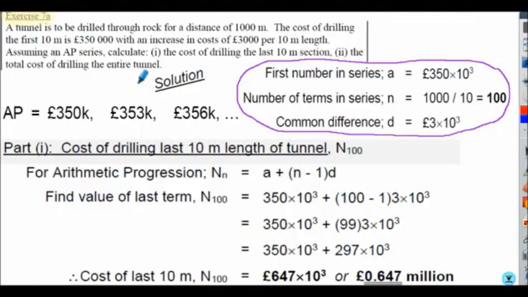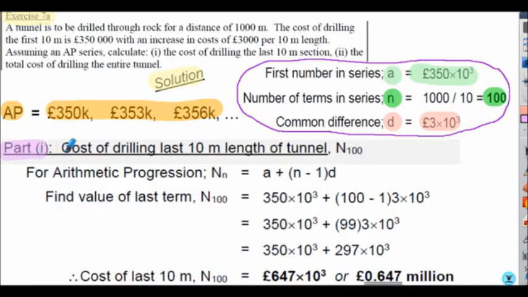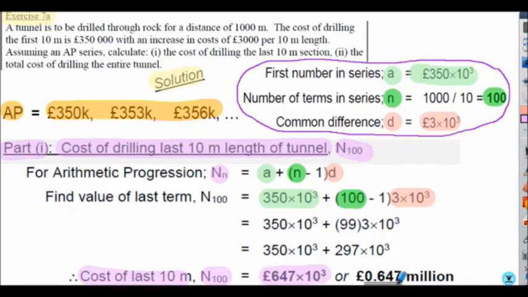Exercise 7a, solution continued. Let's repeat the values of A, N and D from the previous slide and the first three terms of the arithmetic progression. So part 1, we're asked to find the cost of drilling the last 10 meter length of the tunnel, denoted as N100. So here's our formula for the arithmetic progression. We insert the values for A, N and D, and evaluating, the cost of the last 10 meter length is £647,000, or that could be written as £0.647 million.